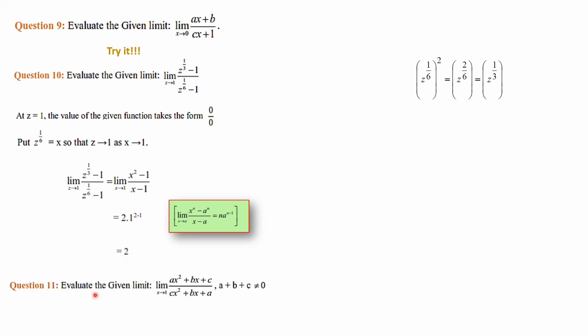Next is question number 11. Evaluate the given limit. Limit x tends to 1, ax square plus bx plus c by cx square plus bx plus a, comma a plus b plus c not equal to 0. This is a direct question. This you will try as homework. Move on to question number 12.